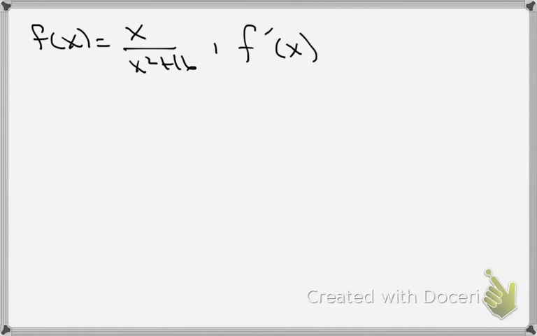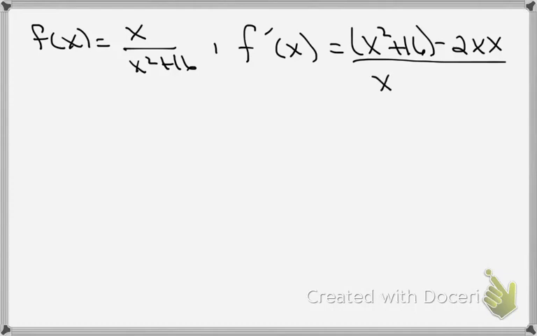So f of x was the function x over x squared plus 16. And so f prime of x is going to be the derivative of the top times the bottom, which is 1 times x squared plus 16, minus the derivative of the bottom, which is 2x times the top, so that's 2x times x, and then divided by the bottom squared, which is x squared plus 16 all squared.